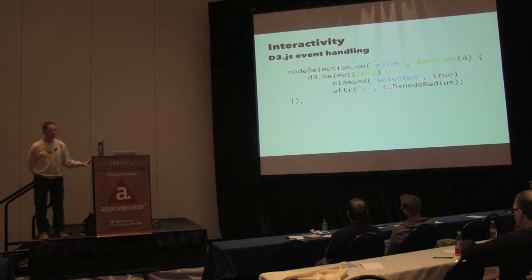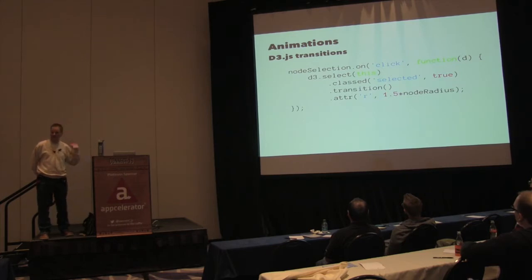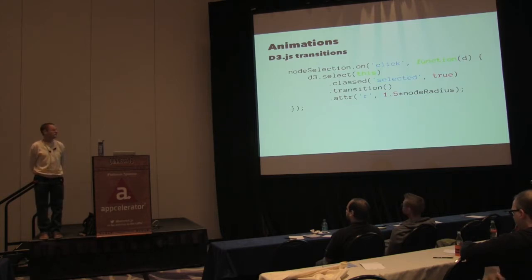But you may have noticed that in the example, it wasn't an abrupt change. We actually did a transition or an animation. Well, yes, D3 handles that as well, and it's just that simple. All we need to do is add a transition method call in between, right before we change the attribute.